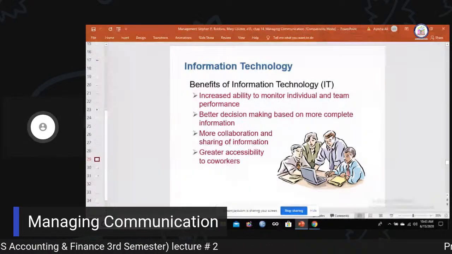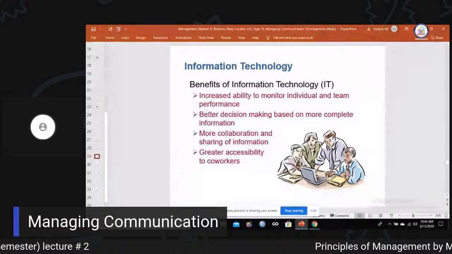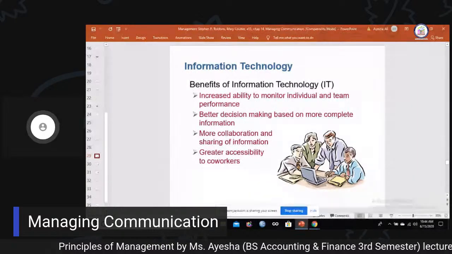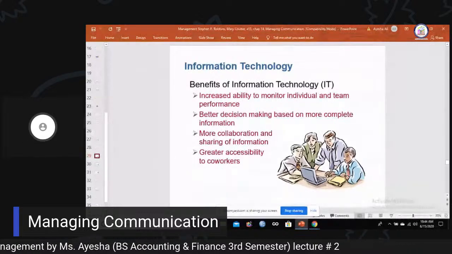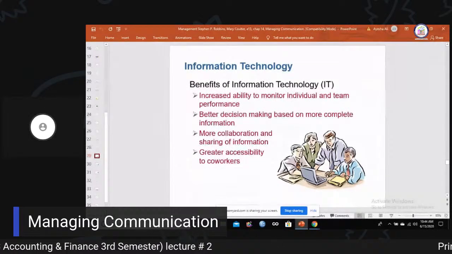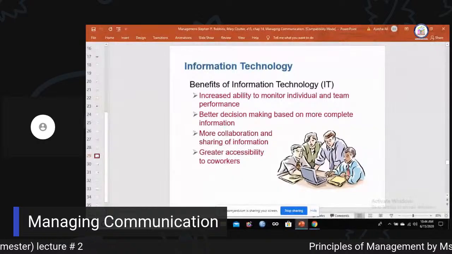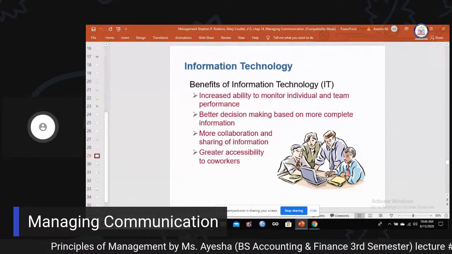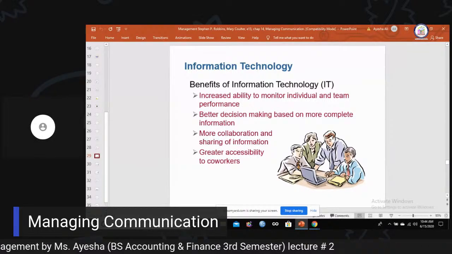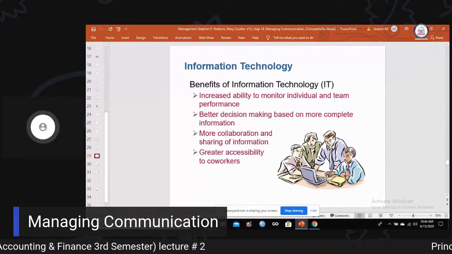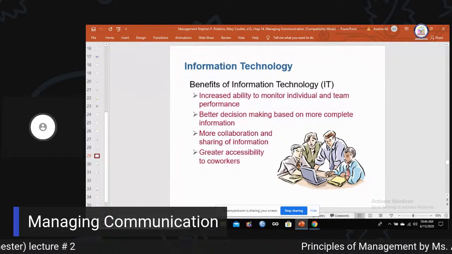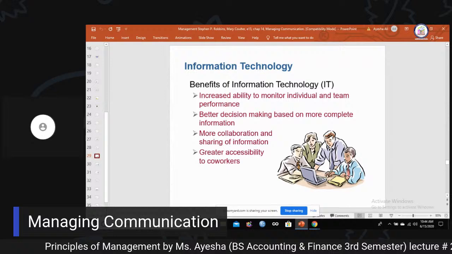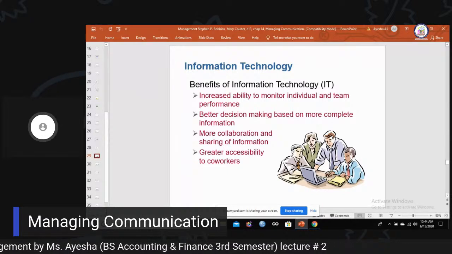So the first benefit is basically that we can monitor individual and team performance. So it's beneficial for the organization. They can monitor the individual and the team performance. After the evaluation of performance, they can promote or demote him or her, and they can guide him or her and work on improvement. So it's beneficial in this way.